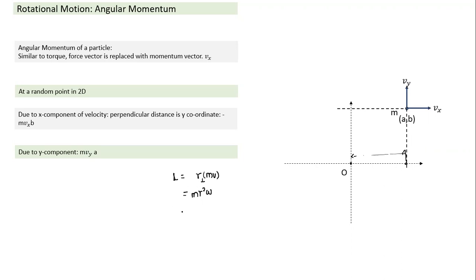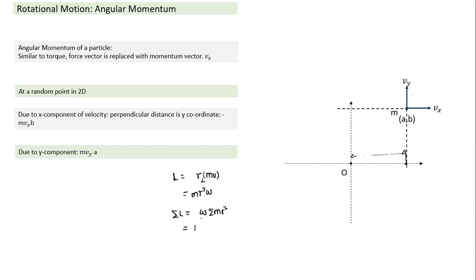If there are a number of particles, we take the summation over all of them, and it becomes the summation of m R square. This term is nothing but the moment of inertia. So what is the angular momentum of an object? We can find it when all particles have the same angular velocity omega, which means the object is undergoing pure rotation. In rotation, every single particle has the same value of omega, which can be taken as common.